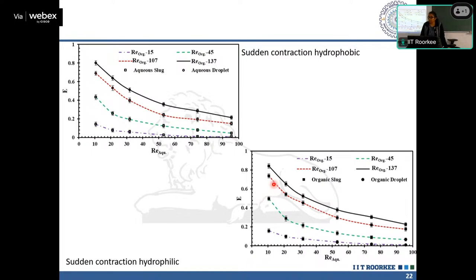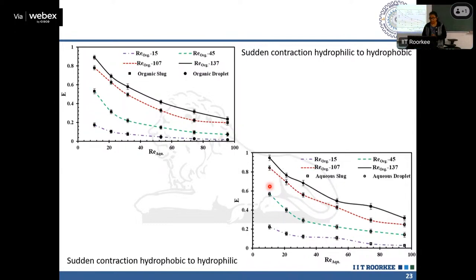It is easy to form circulation when the dispersed phase is of low viscosity rather than high viscosity. For obvious reasons, the shearing effect is higher for the lower viscosity dispersed phase. So this is the first observation. Second observation, let us see. So this is sudden contraction, hydrophilic to hydrophobic, and this is sudden contraction, hydrophobic to hydrophilic. Which one is higher? Obviously this one. What could be the reason?